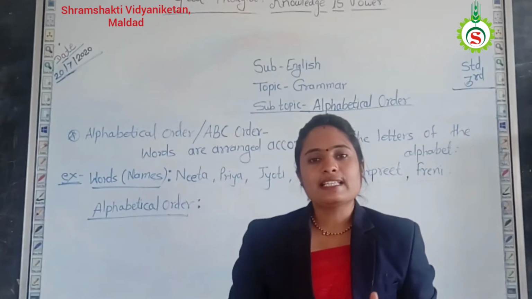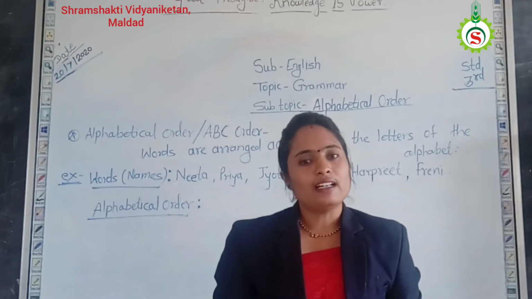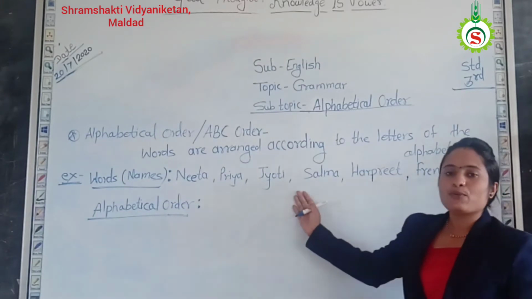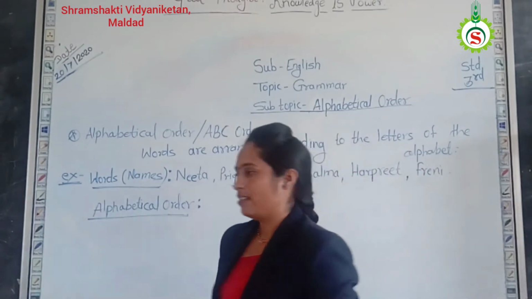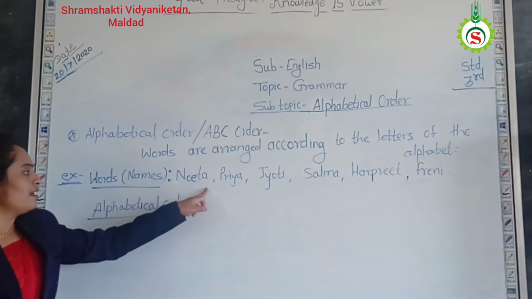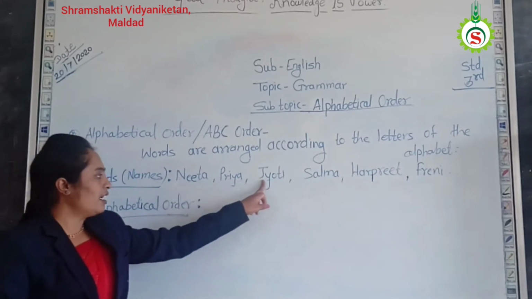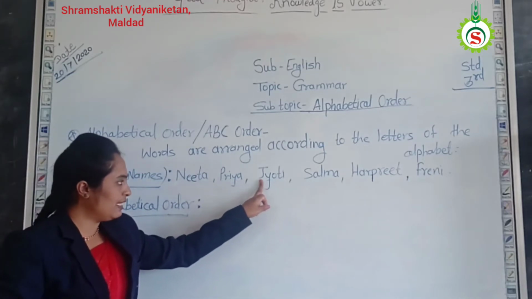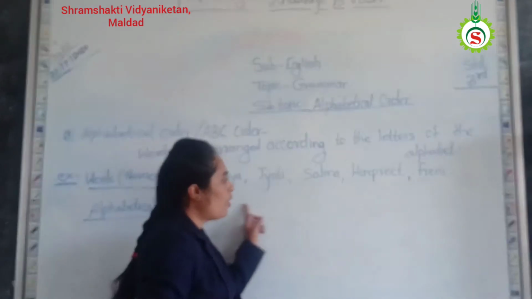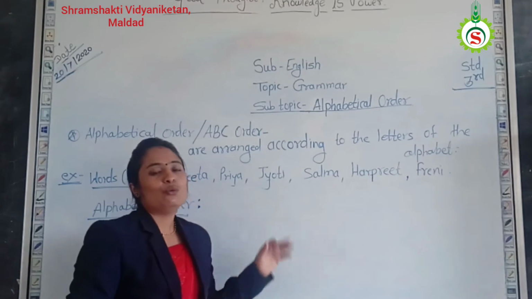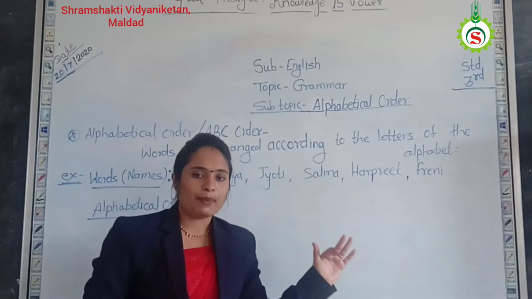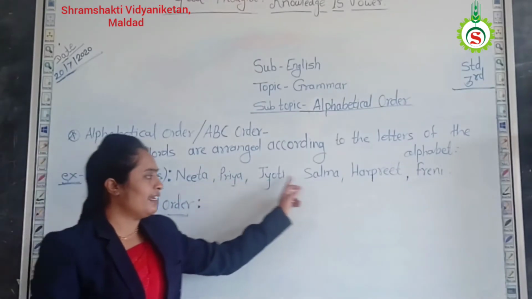Now we will learn how to arrange words in alphabetical order. See on my board, I write some words. These words are names. First word Nita, second word Priya, third word Jyoti, Salma, Harpreet and Prem. These are all names. Now we arrange these words according to the letters of the alphabet. So we will find here.